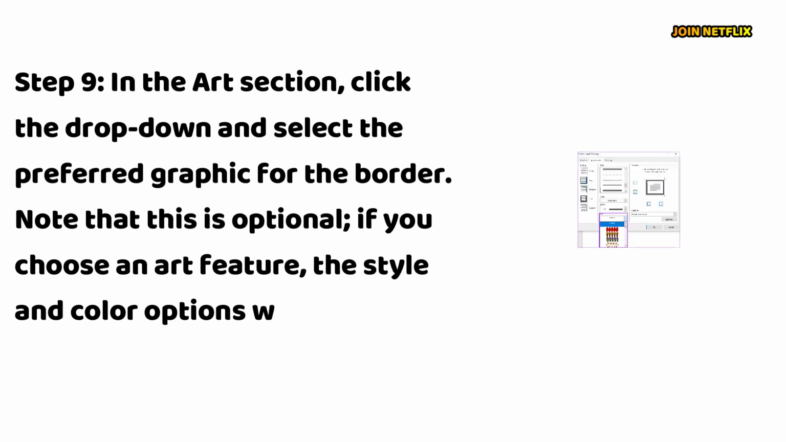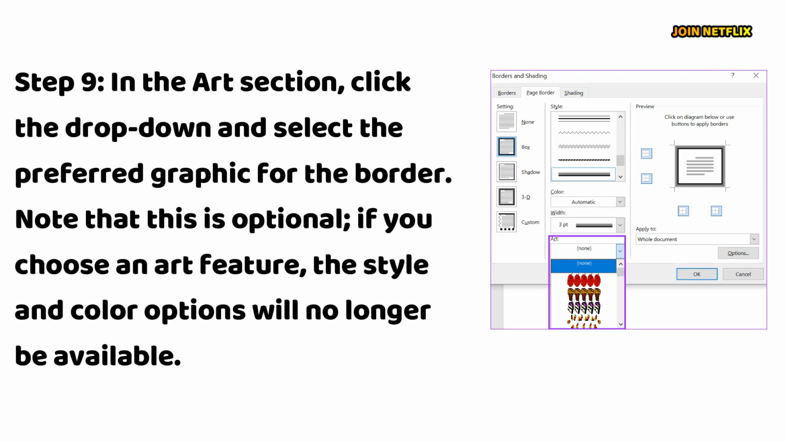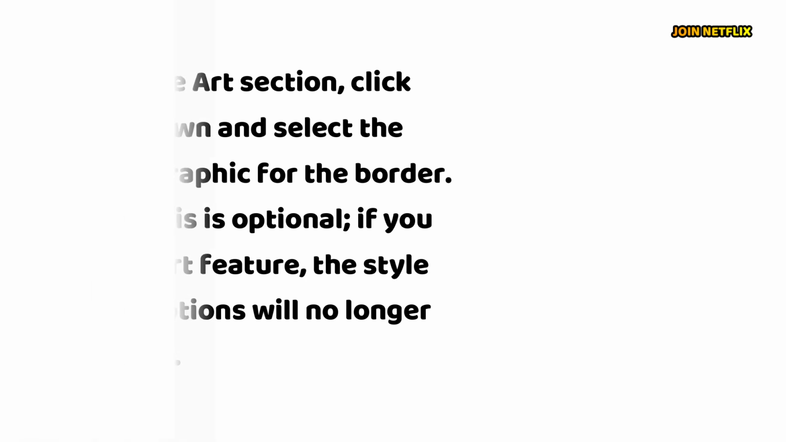Step 9. In the Art section, click the drop-down and select the preferred graphic for the border. Note that this is optional. If you choose an art feature, the style and color options will no longer be available.